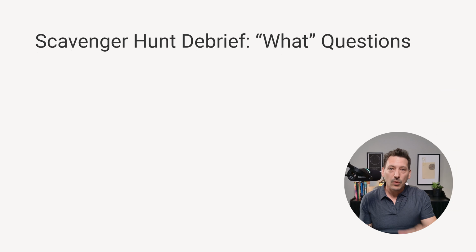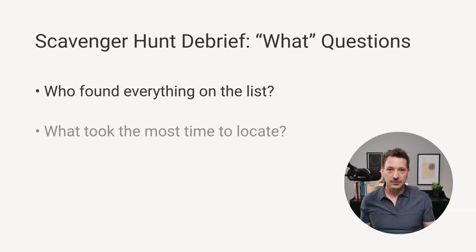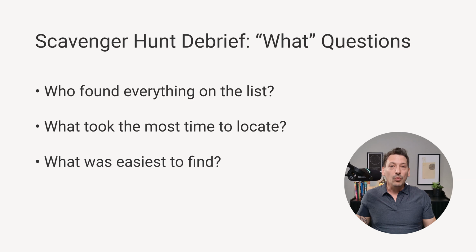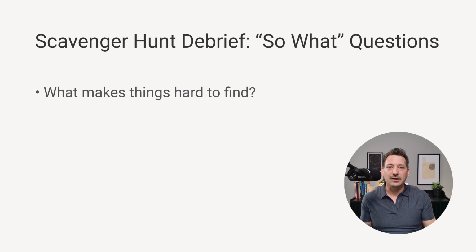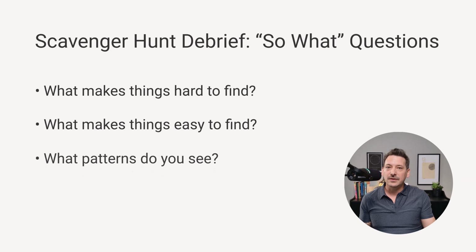So starting with that what step, you might ask, how many of us were able to find everything on the list? Or what did you spend the most time looking for? Or maybe even what was the easiest to find? Again, highlighting what happened, the facts of the situation. Then you move on to the so what by asking questions like, what are the patterns among the things that were difficult to find? What are the patterns of the things that made things easier to find? Now you're helping them interpret the facts of what they saw and went through during the activity, which leads us to the next and final stage, now what?